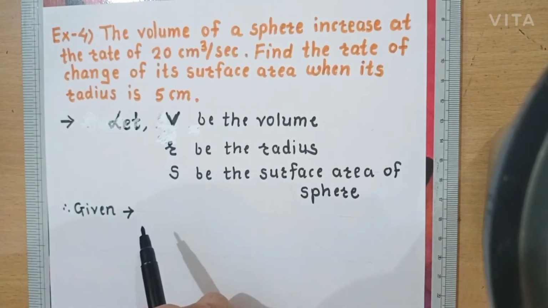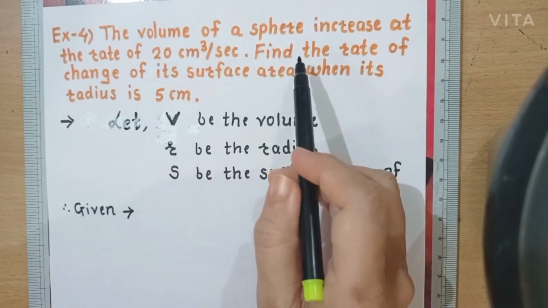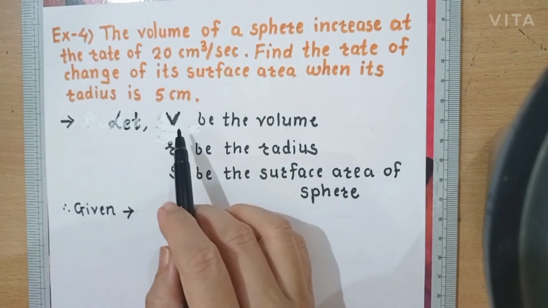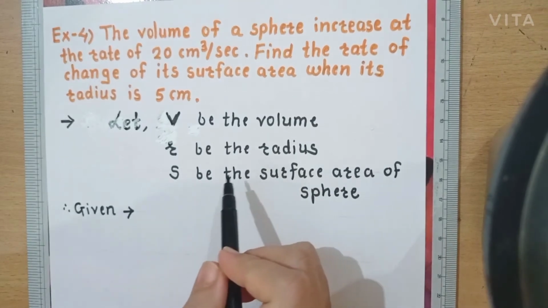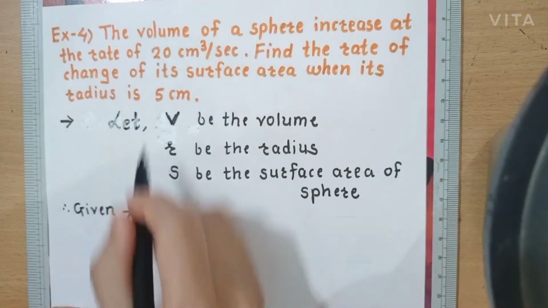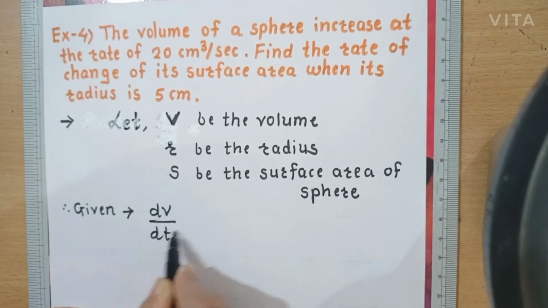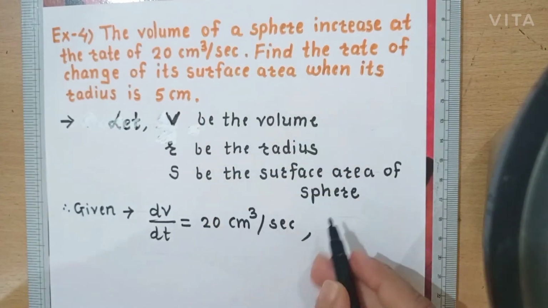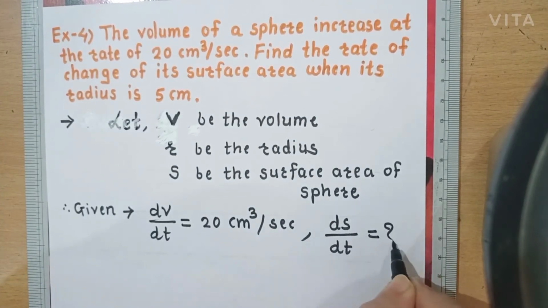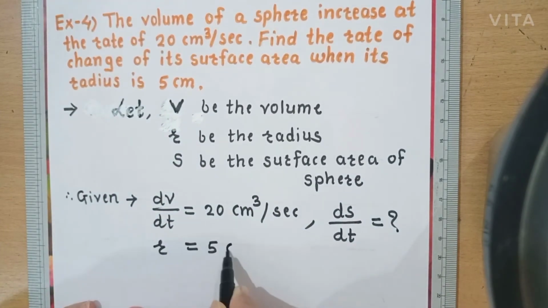Now let's solve this example. Here the volume of a sphere is increasing at this rate, and we have to find the rate of change of surface area at this radius. So first we will assume V is the volume, R is the radius, and S is the surface area. First, volume is increasing with respect to time, so we will write dV by dt is equal to the given rate. Surface area is also increasing with respect to time, so dS by dt we have to find out. Again, what is given? Radius is equal to 5 centimeter.